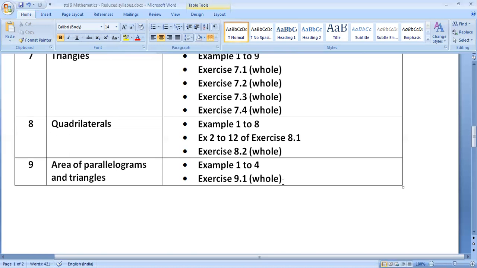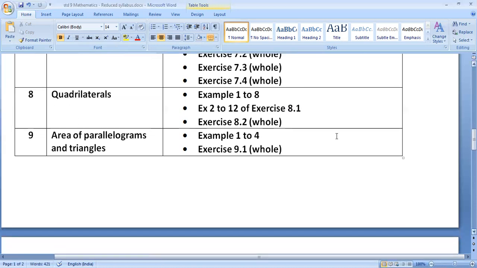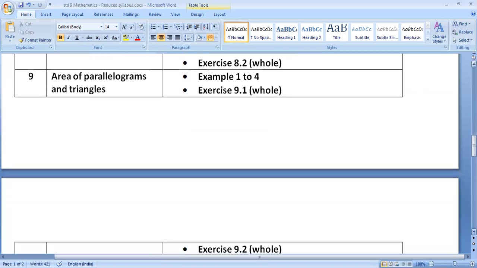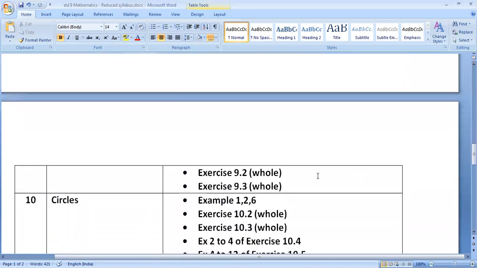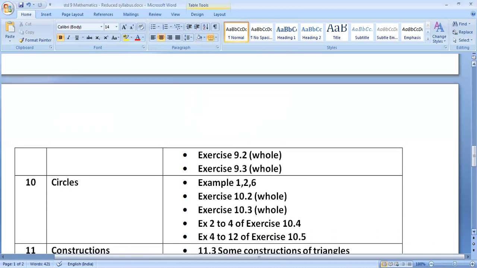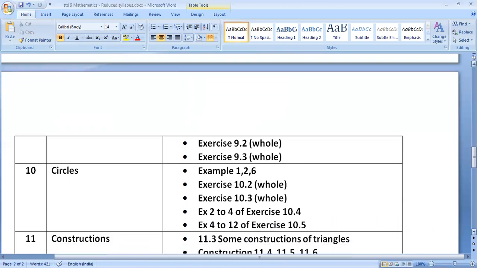So in this you will see chapter number 9, example 1 to 4 are excluded. Exercise 9.1 whole exercise is excluded. Along with that, exercise 9.2 whole exercise and exercise 9.3 whole exercise is excluded. What is included, that I have already discussed. Next chapter, that is chapter number 10, circles.